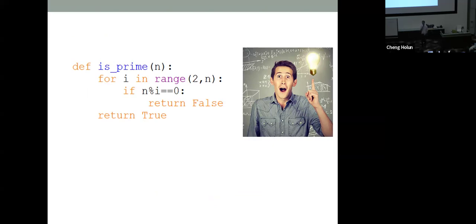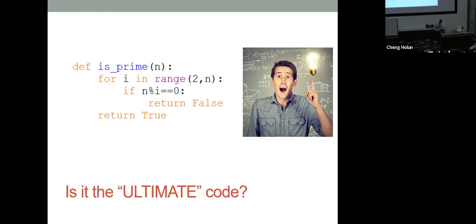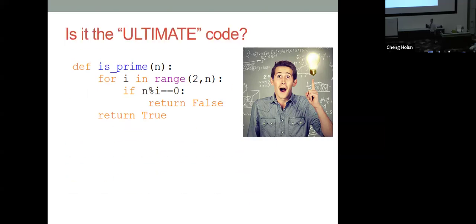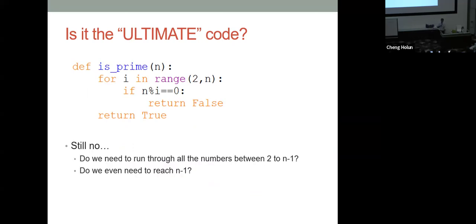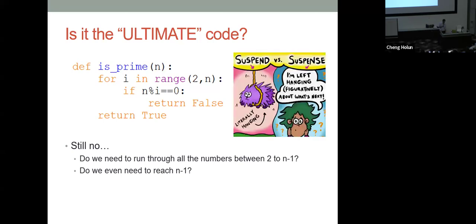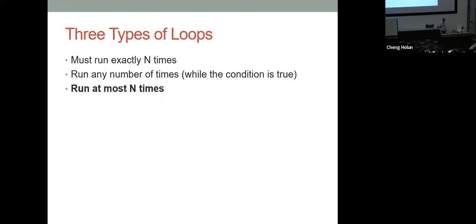But is it the ultimate code? Can you do better? What if I want to check a prime number which is 10 million? Do you need to look at all the numbers from 2 to 10 million? This one I leave you to think about. Do I need to look at all the numbers? Or can I skip all the even numbers? Or I don't need to loop so many times? I'll leave you to think, okay? So these are the three types of loops.